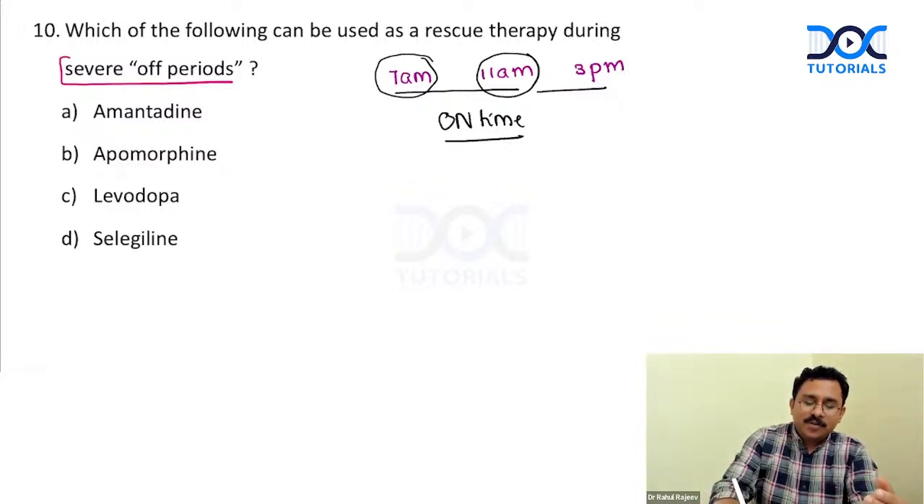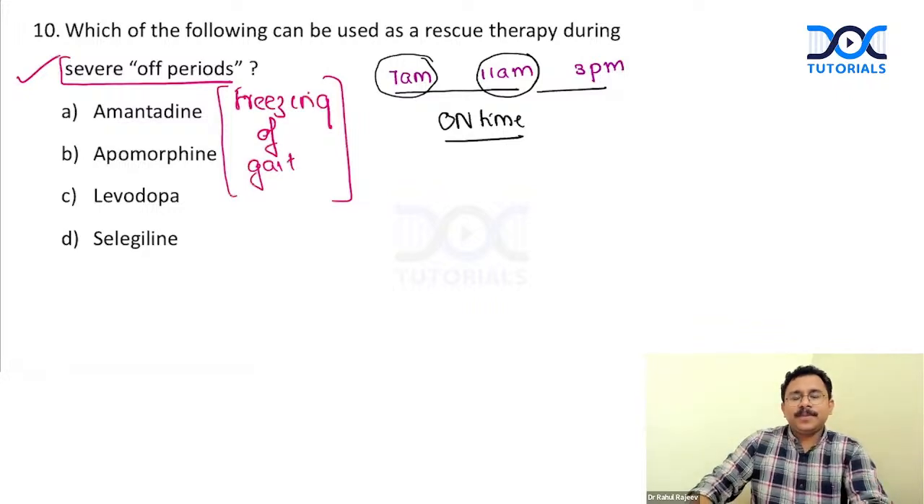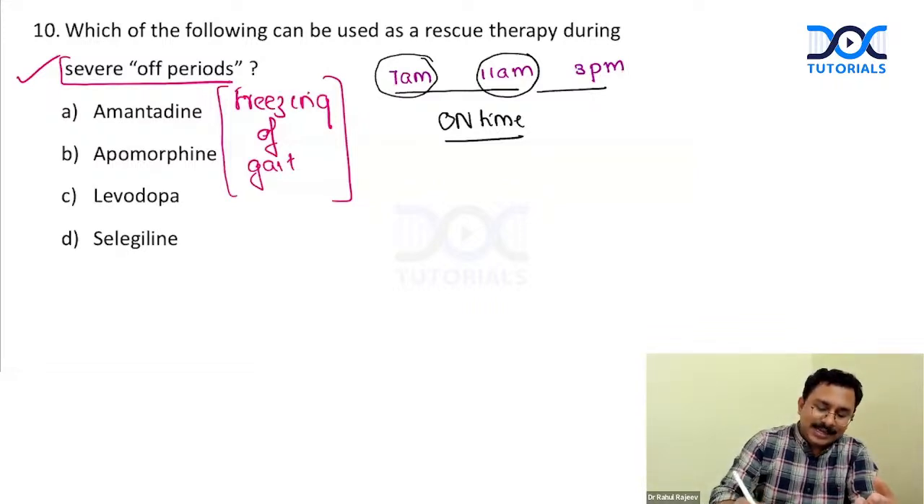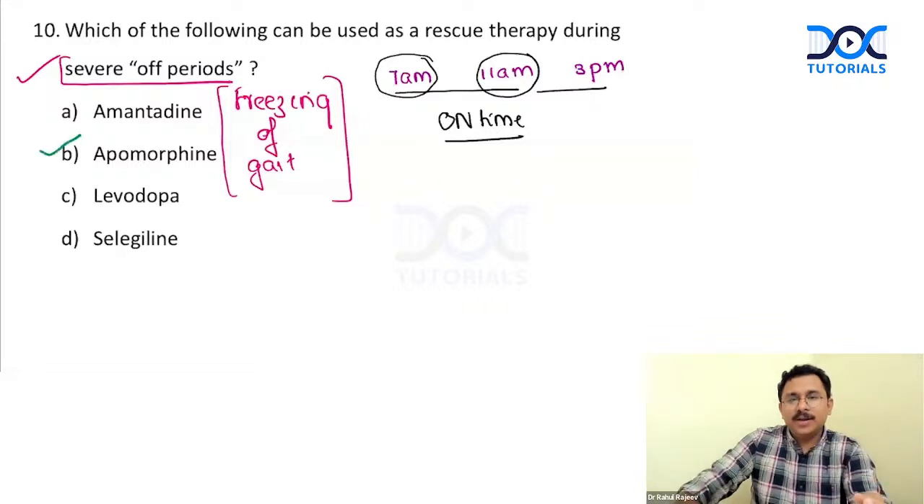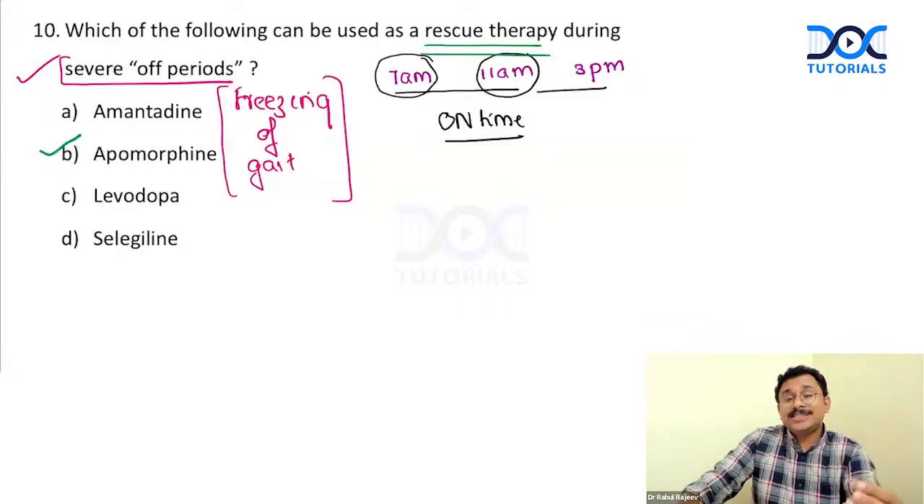But when you have got a severe off period, which means the patient would be literally freezing, there will be freezing of gait. When there is such freezing of gait, you will have to give some drug as the rescue therapy. And what is that drug? It is apomorphine, which is a dopamine agonist. So apomorphine is a dopamine agonist which is used as a rescue therapy.